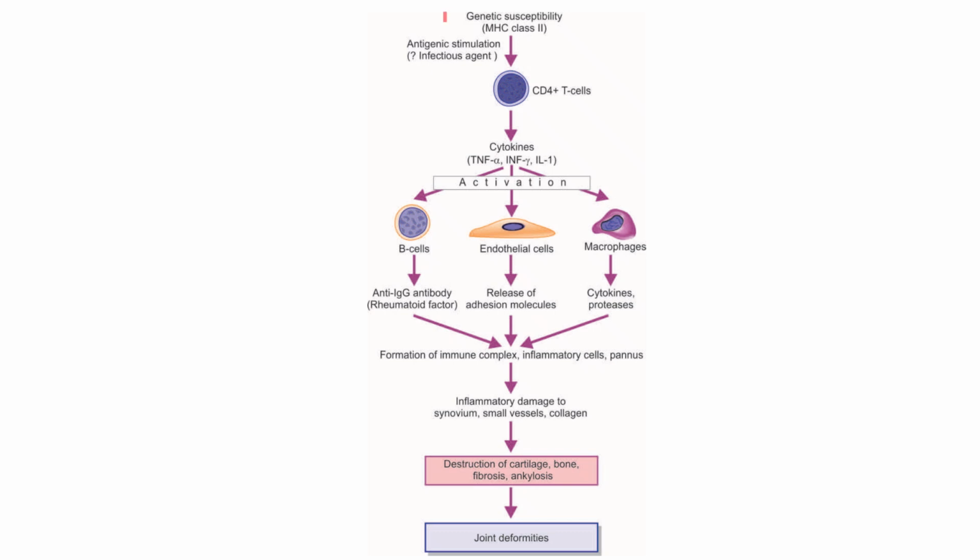So in this illustration, all the events that we have summarized are seen. There is a genetically susceptible host, and centrally there is activation of CD4 T cells, and these CD4 helper cells act through liberation of various cytokines such as TNF, interferon gamma, and interleukin 1, which activate B cells, epithelial cells, and macrophages.